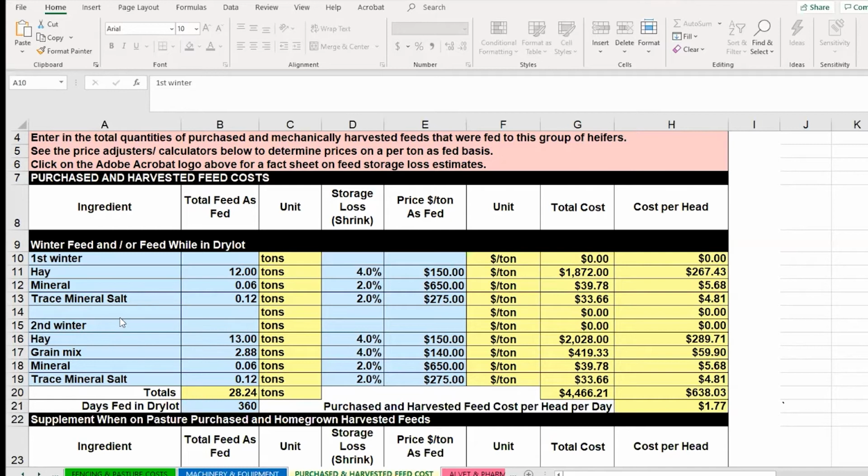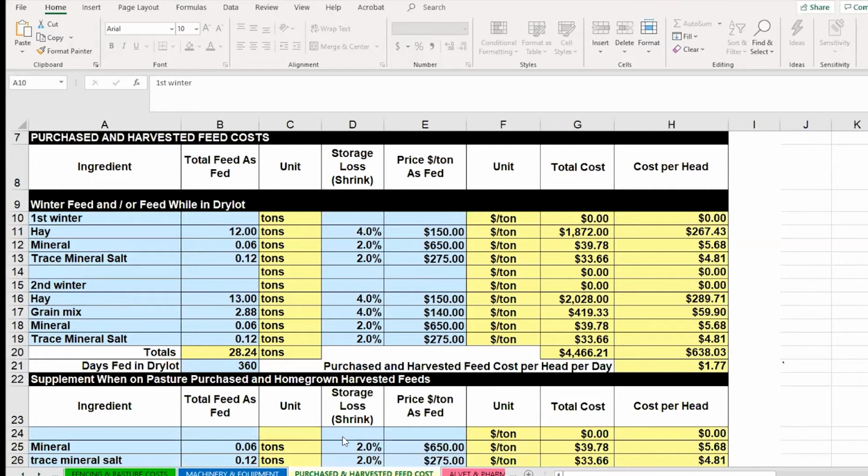You enter in a description of the feed. Everything is in tons, so how many tons you actually presented to the animals, put in front of them, your storage loss, and a price for the feed. If it's homegrown feed, you could enter in an opportunity cost, what you could sell it for, and for any feeds that are purchased, you would have a bill to be able to enter that information. You also need to enter in the days that they're fed in the dry lot, so that this will break out a feed cost per head per day to help you look at that number as well.